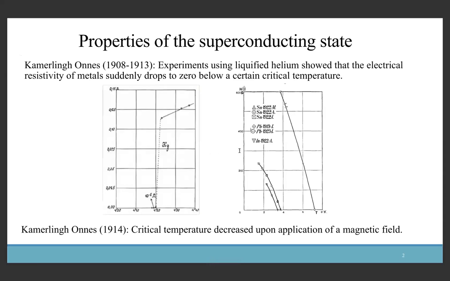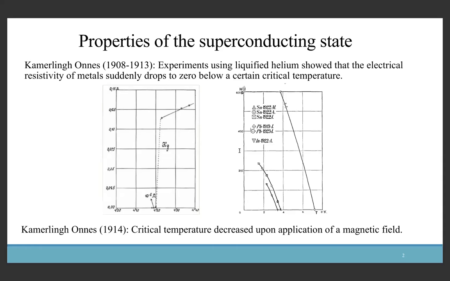So first, let me discuss some of the properties of the superconducting state. In 1908, Kamerlingh Onnes liquefied helium, and shortly thereafter, he began an investigation of the low temperature electrical resistivity in metals, in particular mercury. And he observed that at a certain critical temperature, the electrical resistivity dropped to zero. And in 1913, he stated that mercury had passed into a new state, which he called the superconducting state.